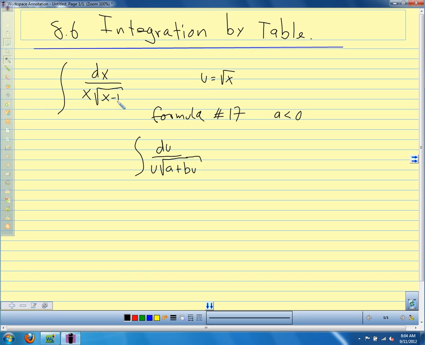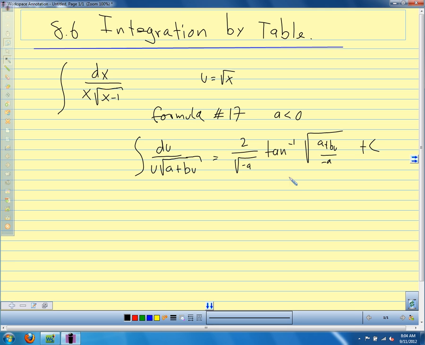In our integral, a is negative 1. So it tells us that this is 2 over the square root of negative a times the inverse tangent of the square root of a plus bu over negative a, plus c. If we saw this inverse tangent in the table, that would be a hint that yes, this probably is a trig substitution integral.